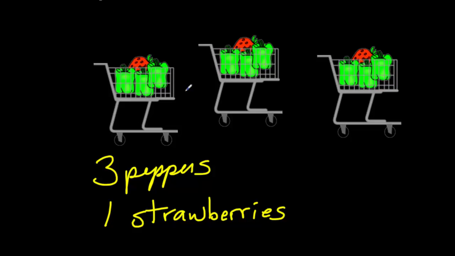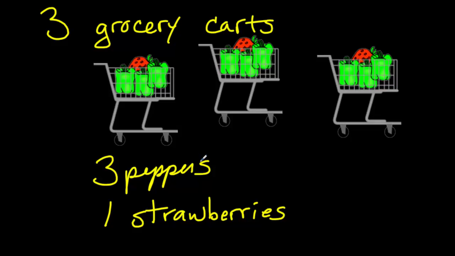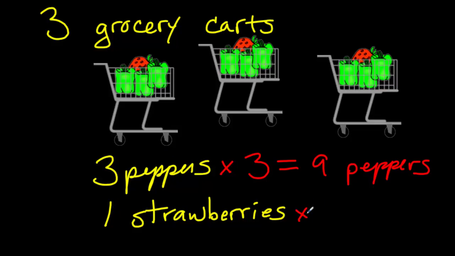Okay? Well, I would say how many total grocery carts? I would say I have 3 grocery carts. That's pretty easy. We just count them. And because I have 3 grocery carts, then I'm going to multiply my 3 peppers times the 3 carts and give me a total of 9 peppers. And I'm going to multiply my 1 strawberry times 3 to give me 3 strawberries.